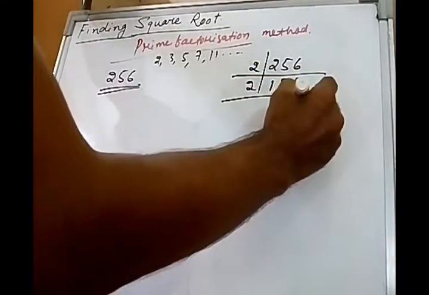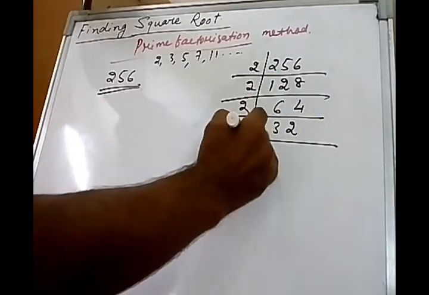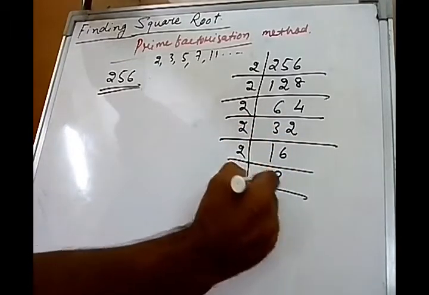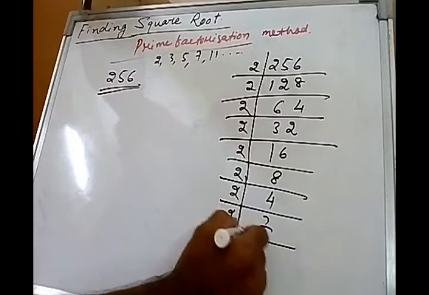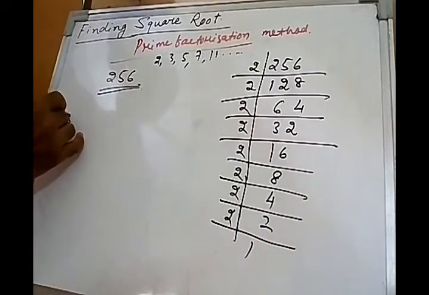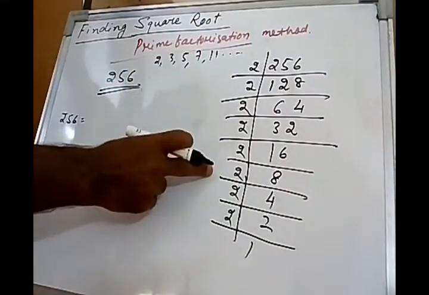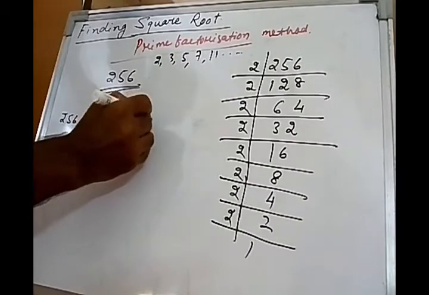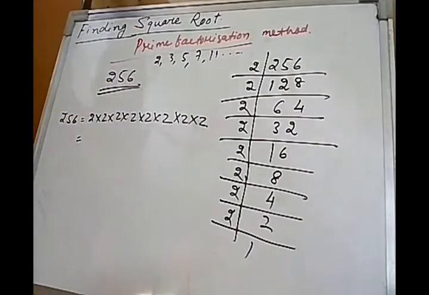So 2 6s are 12, 2 4s are 8. Now 2 3s are 6, 2 2s are 4. Now 2 1s are 2, 2 6s are 12, 2 8s are 16, 2 4s are 8 and 2 2s are 4, 2 1s are 2. So we can write 256 equals to the list of all the factors, that is what 2, 2, 2, 2, 2, 2, 2 and 2. So 256 is the product of all these prime numbers.